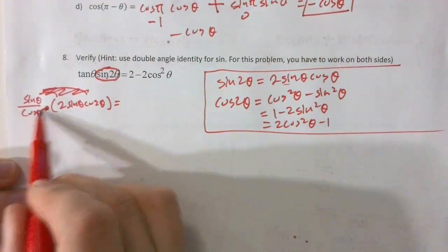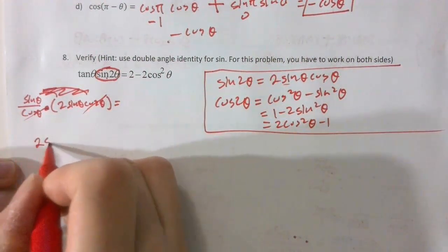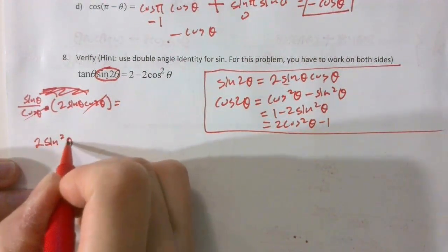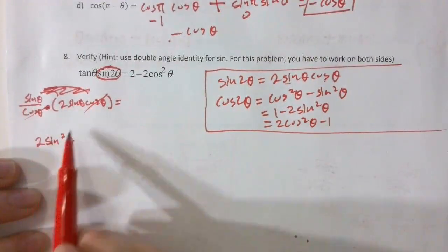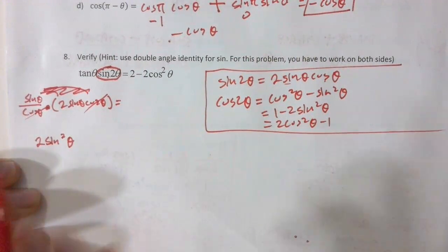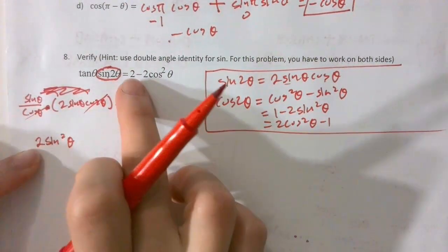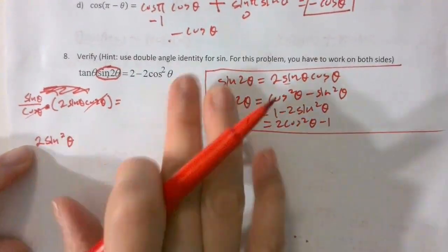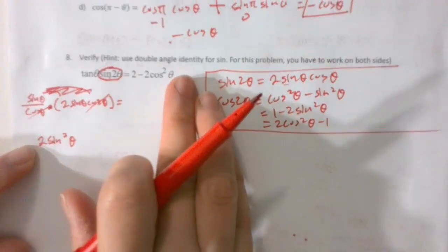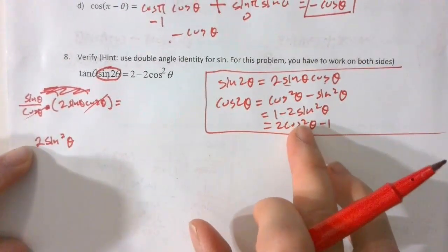So I'm going to cancel those cosines out. Then I'm left with 2 sine square theta. Why is it 2 sine square theta? Because it's 2 times sine times sine. That cosine cancels out. Are we good? All right, so how am I going to go from here to 2 minus 2 cosine square theta? Well, I need to somehow go from sine squared to cosine squared, right? Let's see, is there anything I know about sine squared theta?